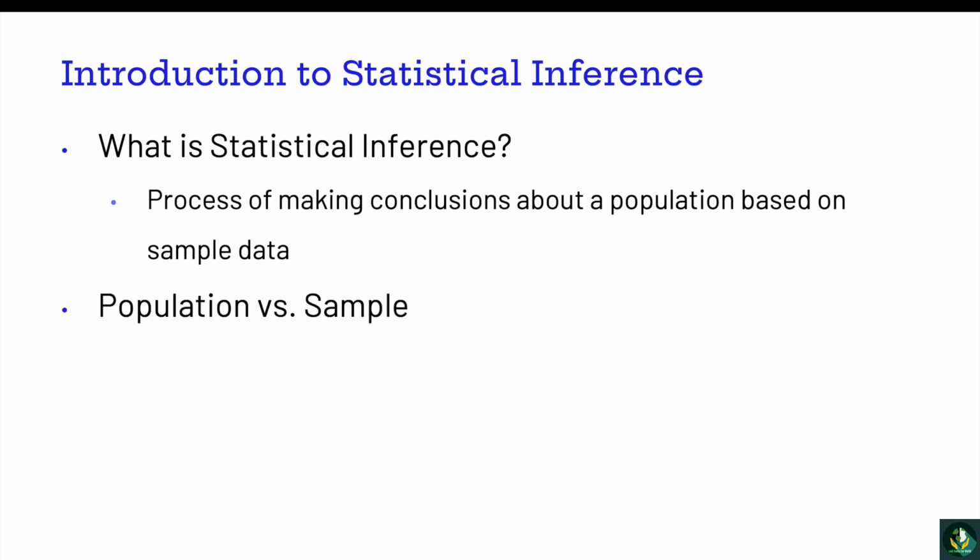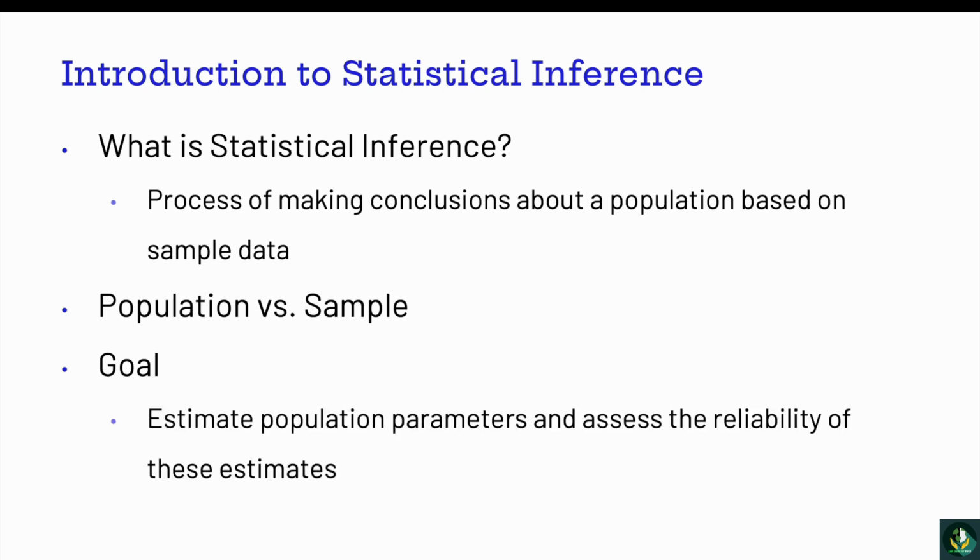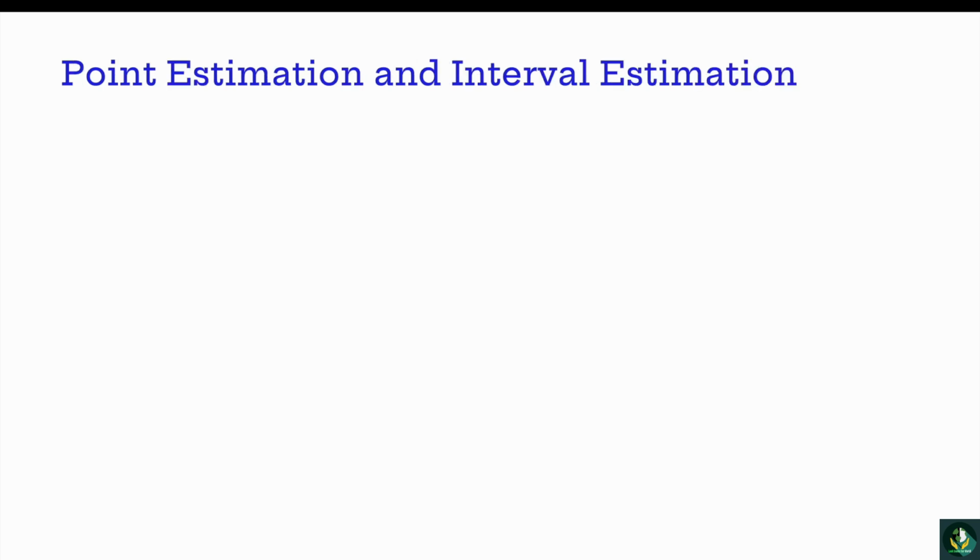Now, what is population versus sample? Population is the entire set of individuals or observations, whereas sample is a subset of the population used to infer properties of the population. The goal is to estimate population parameters, for example mean and proportion, and assess the reliability of these estimates. Let's look at point estimation and interval estimation.